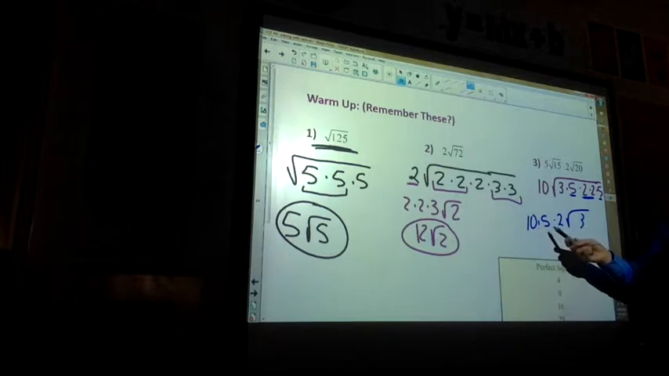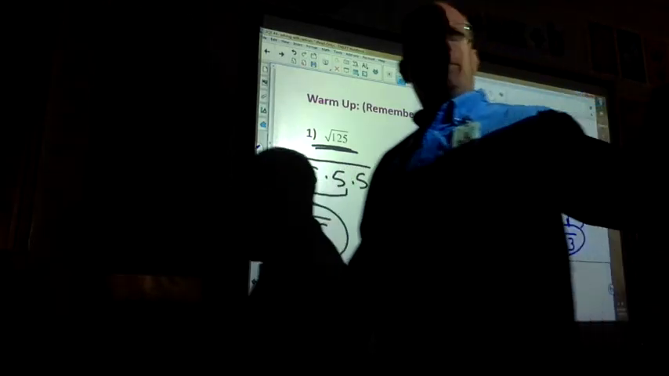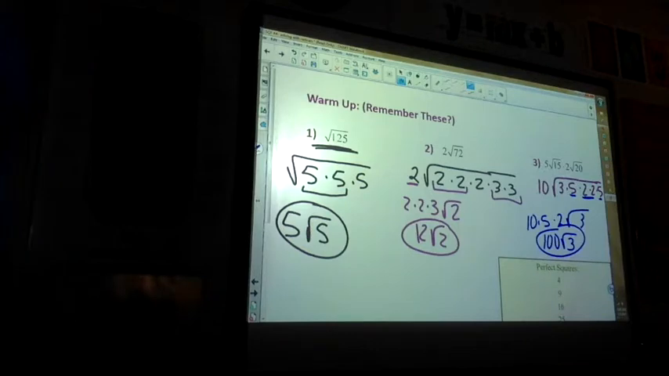10 times 5 is 50, times 2 is 100. So 100 root 3. Okay? So 5 square root 15 times 2 square root 20 comes out to 100 square root 3. Can I move forward? Is that okay? Questions?